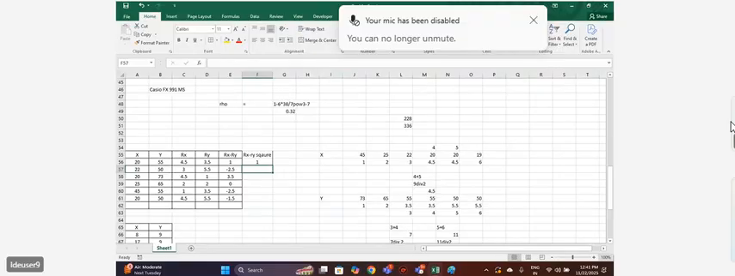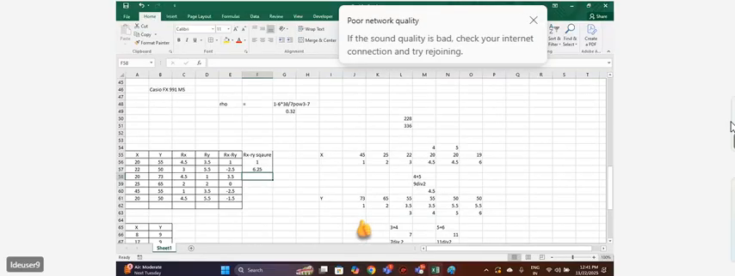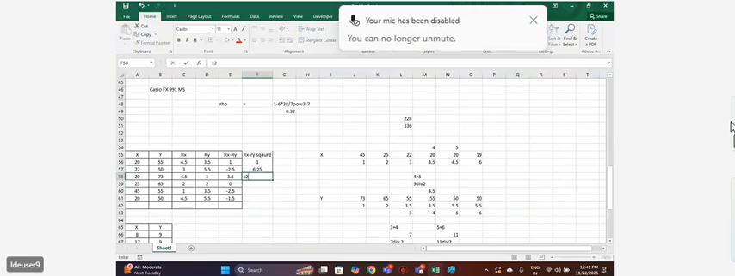25 minus 2.5, so that is 6.25. 3.5 will be how much? 3.5 square, so that will be 12.25. This will be 0. This will be 6.25. This will be 2.25.